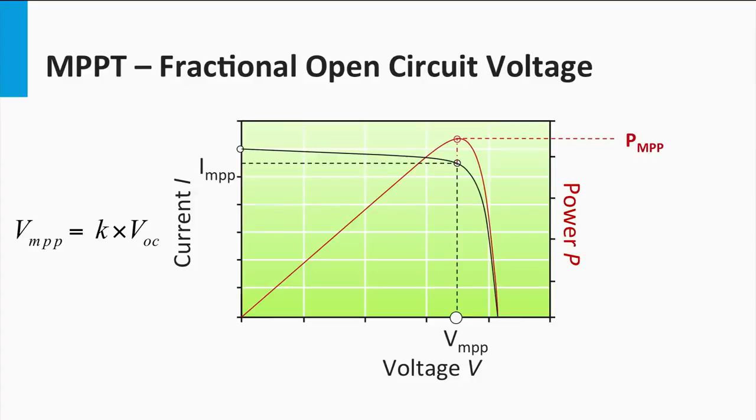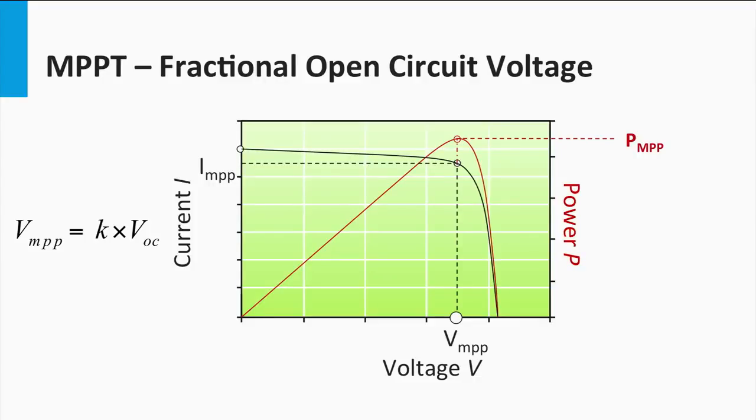This constant K for crystalline silicon is usually found to be around 0.7 to 0.8 in practice. In general, constant K is based on the PV technology and the kind of solar cells in use. How is this technique rationalized? Let's discuss that for a moment.